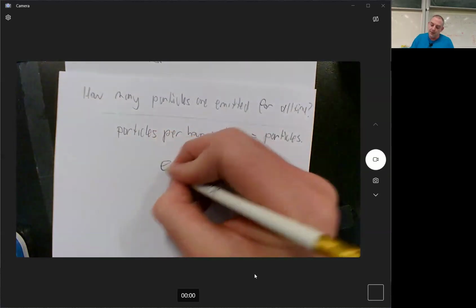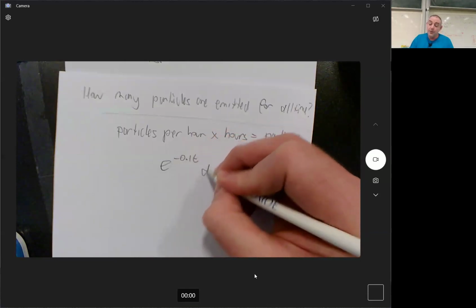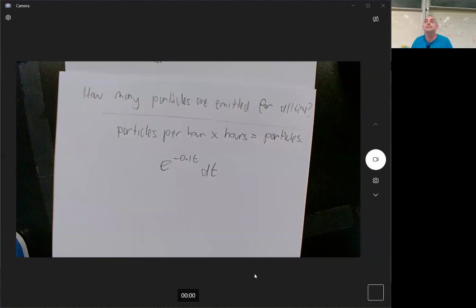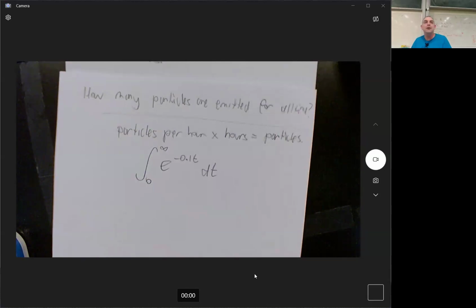So we're going to have e to the minus 0.1 t particles per hour for this many hours, a teeny tiny span of time. And then we're going to add them all up forever. That is the number we're looking for.